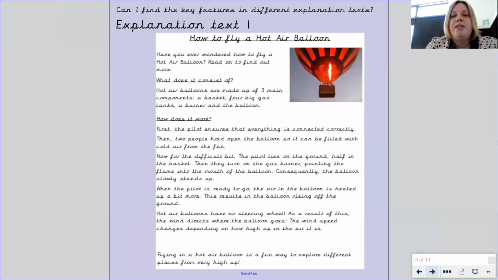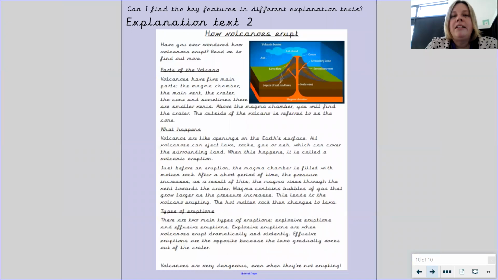So if you are going to look at the report, how to fly a hot air balloon, pause your video here. If you're going to look at the explanation text, how volcanoes erupt, pause your video here. Remember to take a picture of your work and upload it onto Tapestry for me to see.